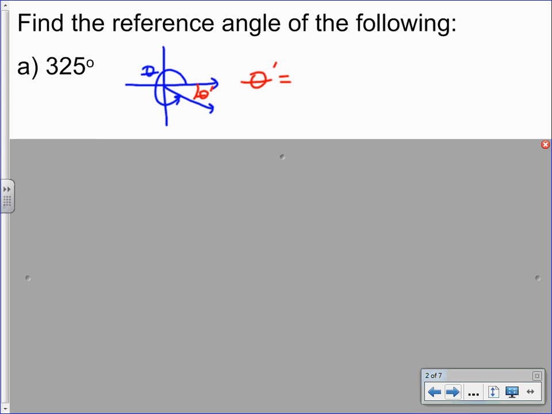Well, okay, that is a good point. If I give you an angle in degrees, I want your answer in degrees. If I give you an angle in radians, I want your answer in radians. Okay? So Courtney, how do we find this one? 360 minus 325. Which is? That is a number. 35. Very good.